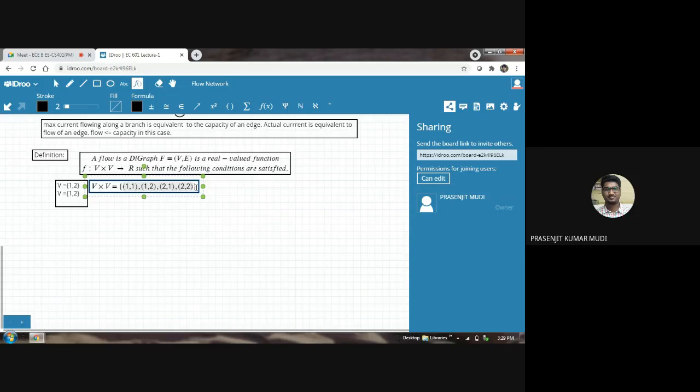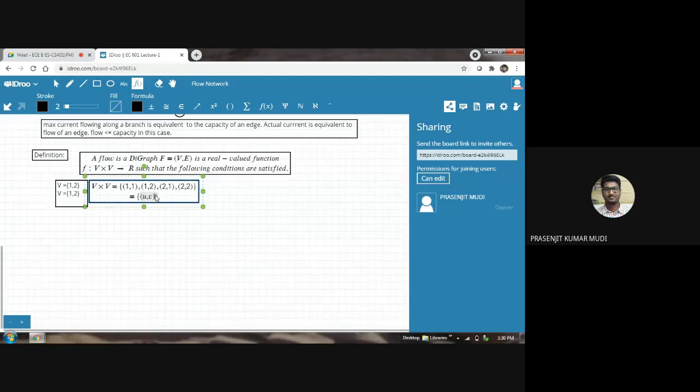Now, in this V cross V, what we are doing, in other words, we can say it is actually a set of pairs u comma v, right? So it's a set of these first brackets. And what are these? These are actually pairs. So this is a set of pairs of vertices, vertex pairs. And what do you mean by a vertex pair? What do you mean by u comma v? Edge. So this is a set of edges.